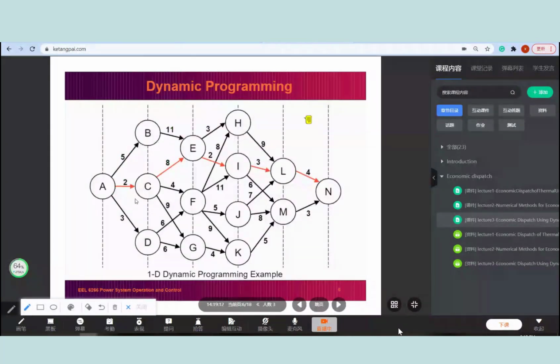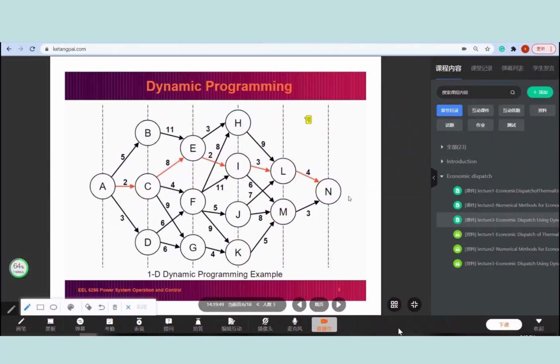Okay, here, when you start from point A and you want to go to point N, there are a lot of paths you can choose to travel from point A to point N. But for each path, there is a different cost. Maybe this is the time cost or traveling fee cost, it doesn't matter. I just want to tell you that if you choose different paths, the total cost will be different.